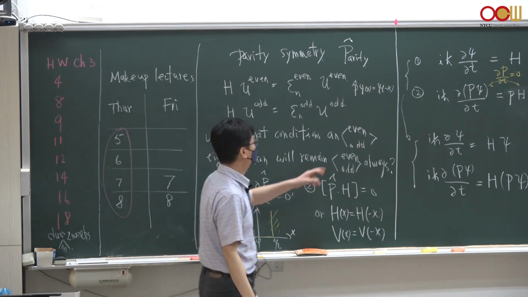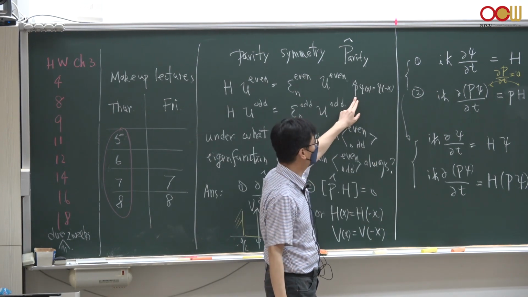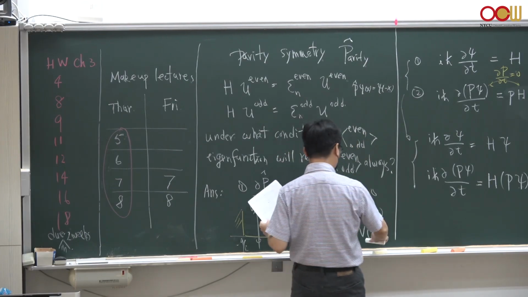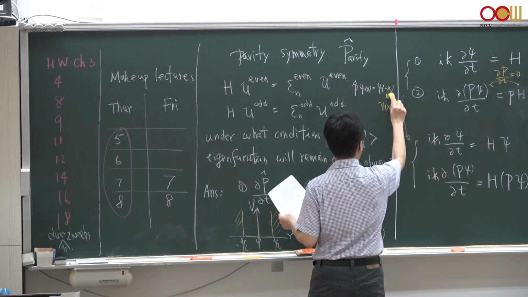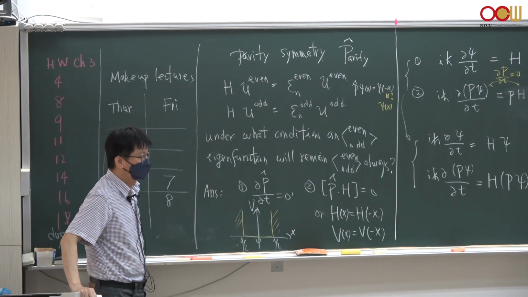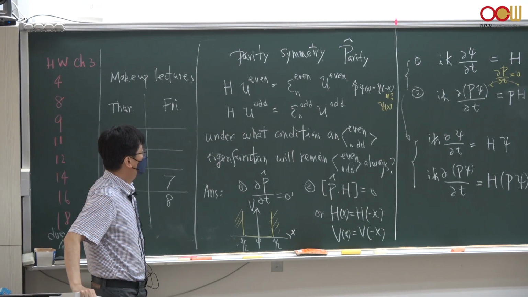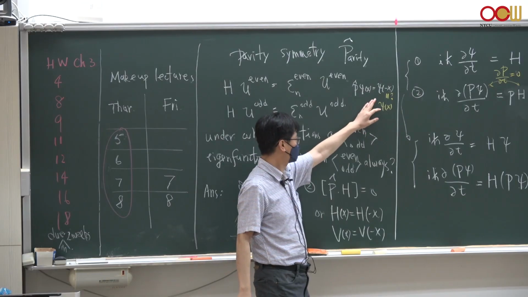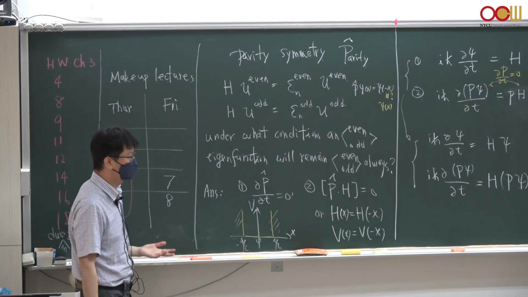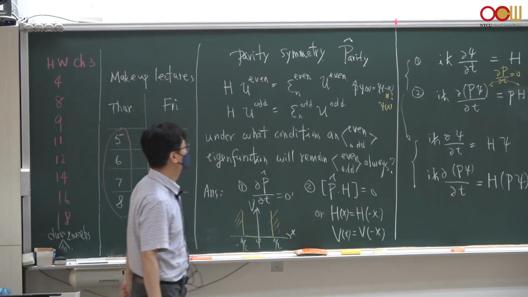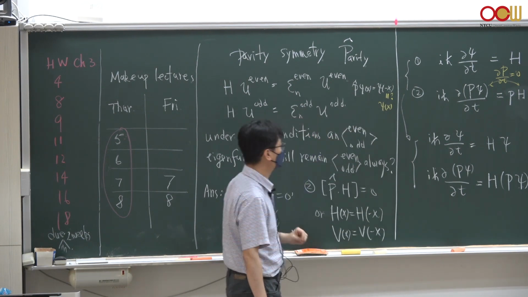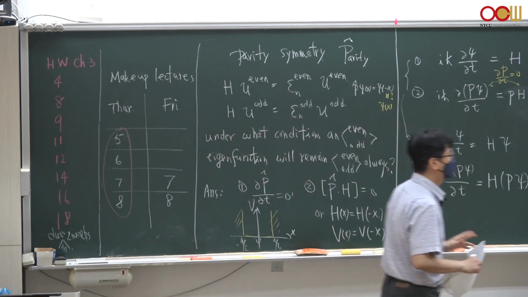So the problem is that when we perform such a parity operation, whether this psi of minus x goes back to the psi of x, that's the question, right? For some problems, as we'll see in just a moment, these properties are nicely obeyed. But for some other problems where the parity symmetry is not present, psi of minus x is not the same as psi of x. So it really depends on the problem.